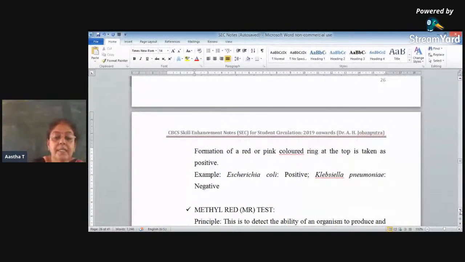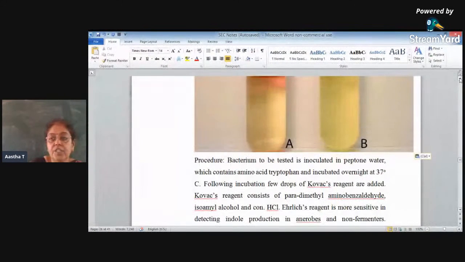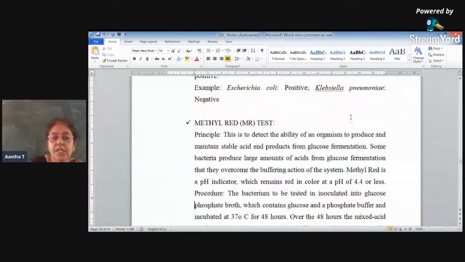So which organisms give positive indole test? Escherichia coli gives a positive indole test. Klebsiella pneumoniae gives the negative indole test. So this is the test which is positive, so this may be Escherichia coli, and this test is negative. So it may be Klebsiella pneumoniae or some other organism in which indole is not produced.